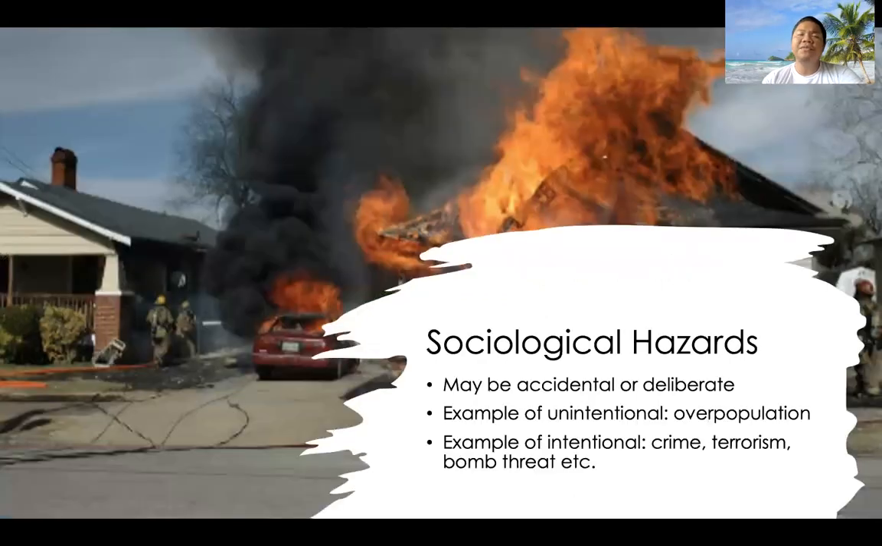Let us begin with the first kind of man-made hazard. These are our sociological hazards. Since this is a man-made hazard, this can be accidental or this could be deliberate. For example, overpopulation. Overpopulation is unintentional because, of course, as a human being, you're just following your biological instinct to reproduce. You engage in relationships, and so on and so forth.